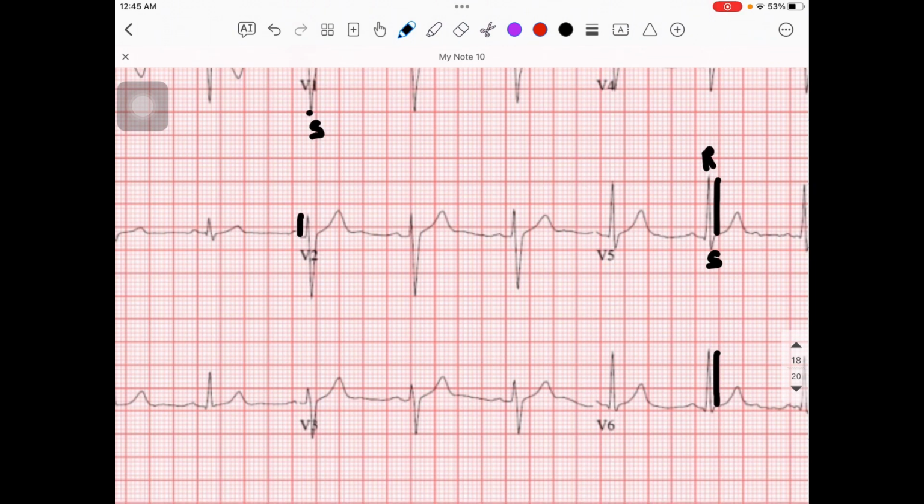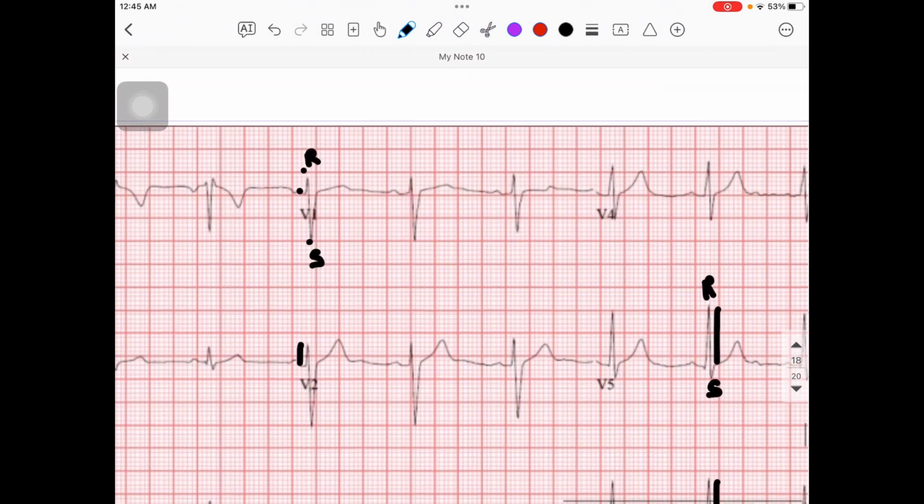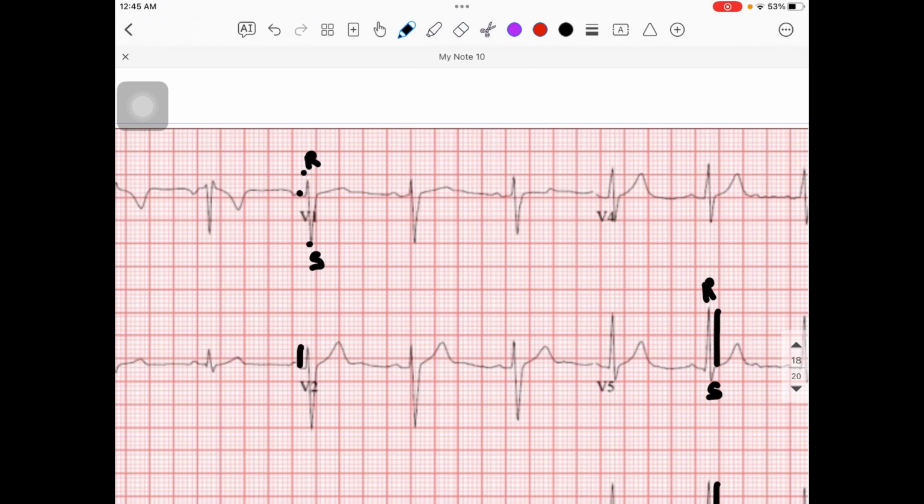In V1 we saw that there was a taller S wave as compared to the R wave, but in V5 and V6 the story changes and exactly the opposite happens. The R wave has the maximum height and the S wave has the smaller height. This is called the R wave progression.